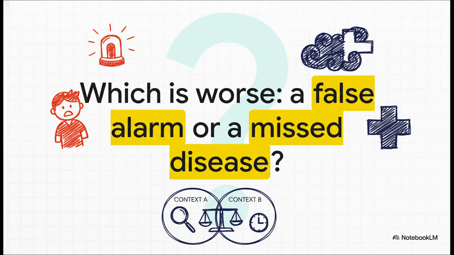And I'll leave you with a final thought to chew on. Think about a medical test. Which error do you think is worse? A type 1 error, a false alarm that tells a healthy person they might be sick, or a type 2 error, a misdetection that tells a sick person they're perfectly healthy? The right answer? Well, it depends entirely on the situation. And that right there is the heart of statistical thinking.